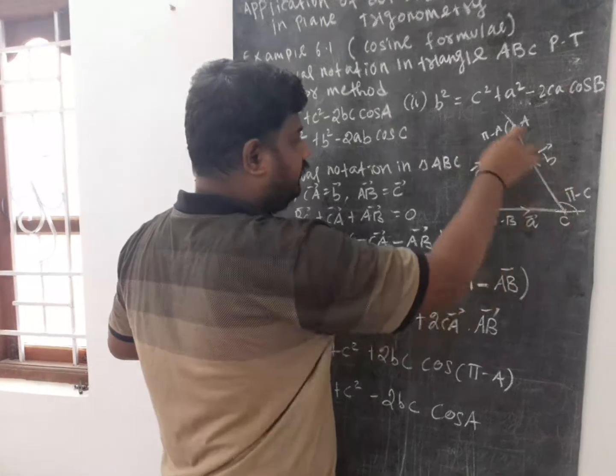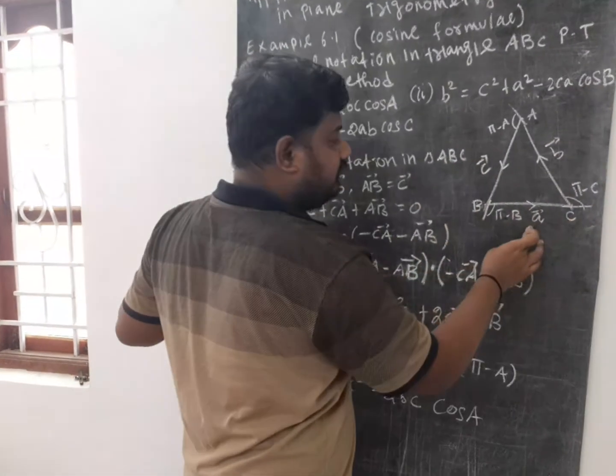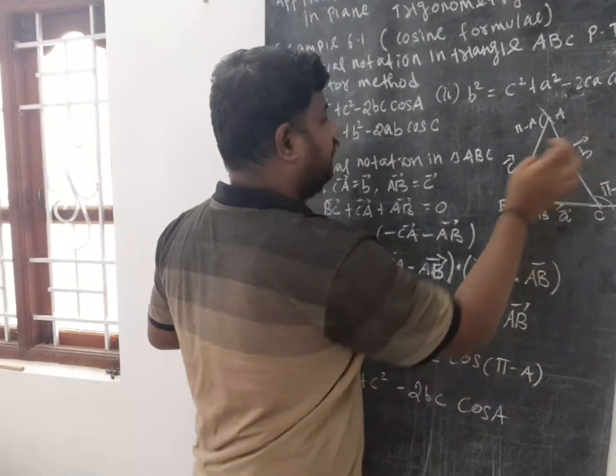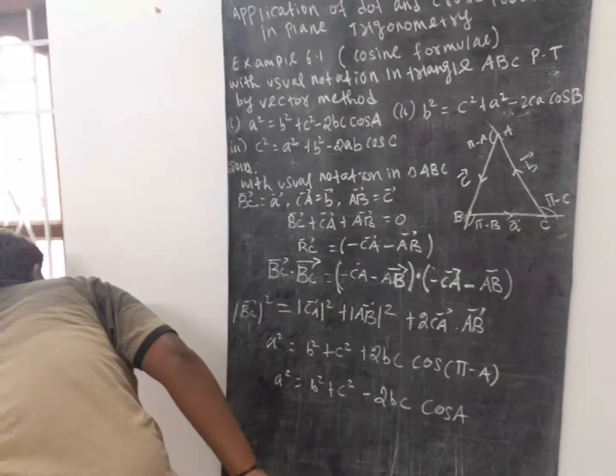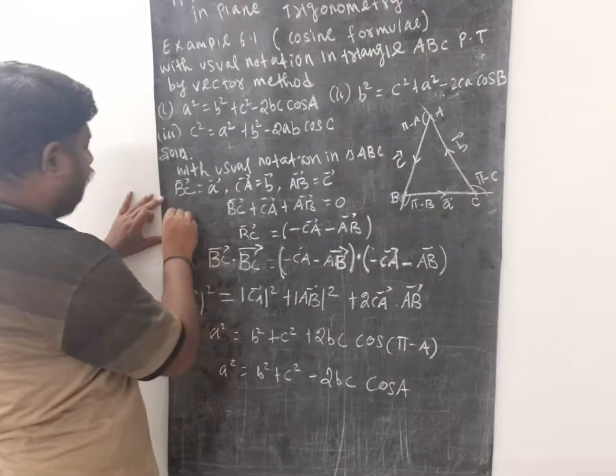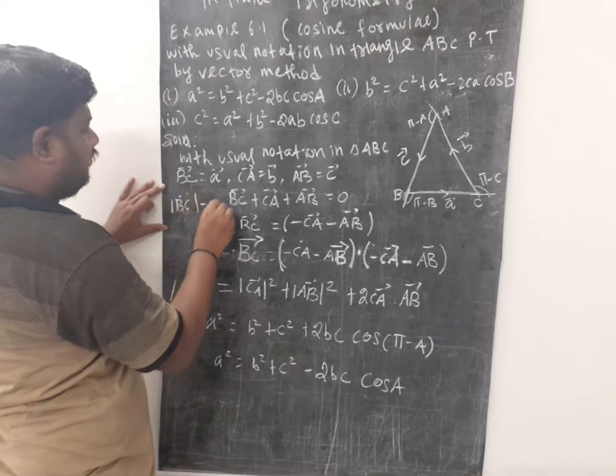With the usual notation we take triangle ABC. I will take BC vector is equal to a vector, then CA vector is equal to b vector, and AB vector is equal to c vector. The next one, if you take the modulus of BC vector, it is equal to a.